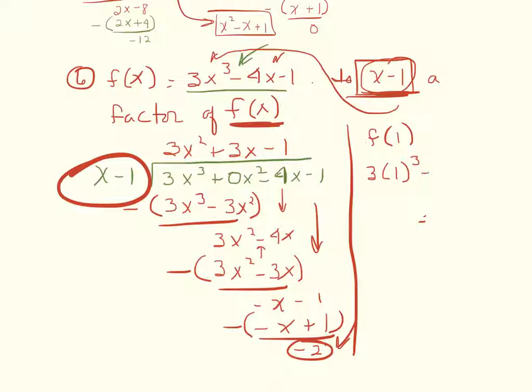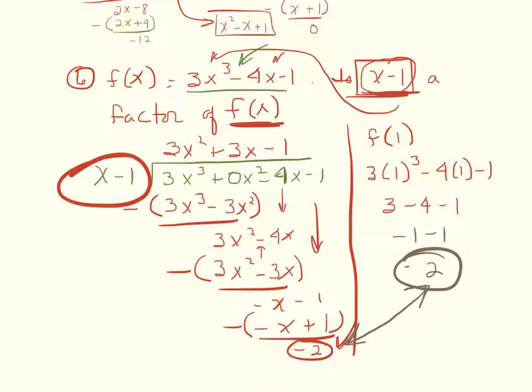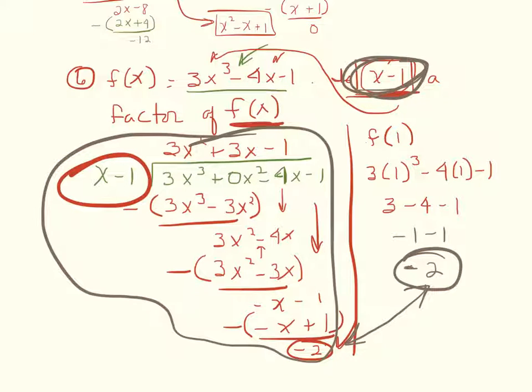So I'm just replacing all the x's in f of x with 1. And I'm going 1 cubed is 1 times 3 is 3 minus 4 minus 1. And continuing, I get negative 1 minus 1. I get negative 2. Look at that. That was the remainder. That's the remainder theorem in action. So what it tells me right away, just by plugging in positive 1 into the function, is I'd get a remainder of negative 2 if I were to do all of this division work. And since I have a remainder of negative 2, no, it's not a factor of that polynomial. I'd need a remainder of 0 in order to have a factor.